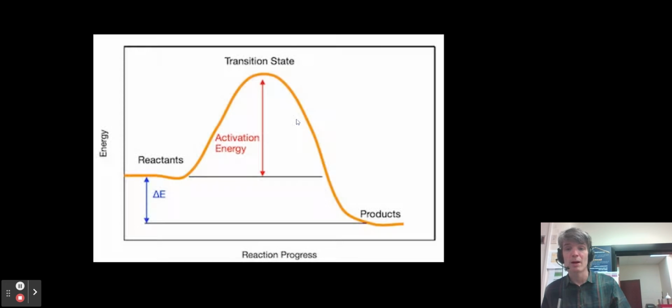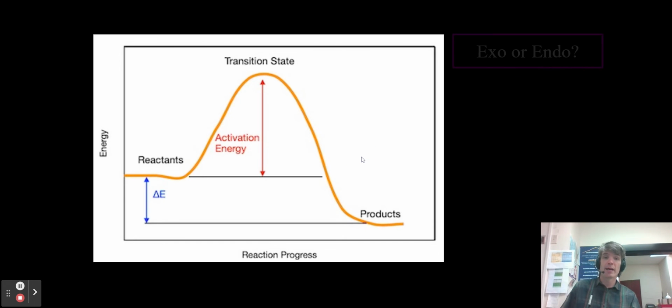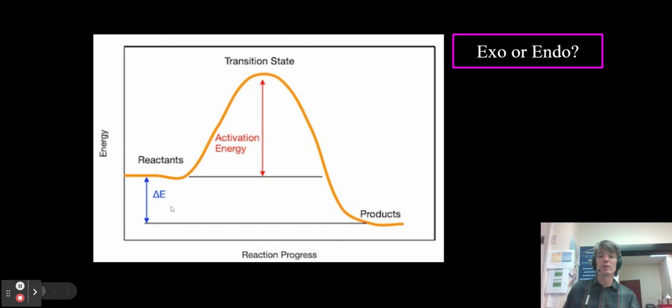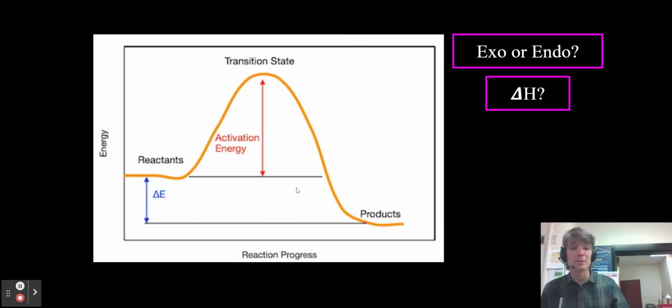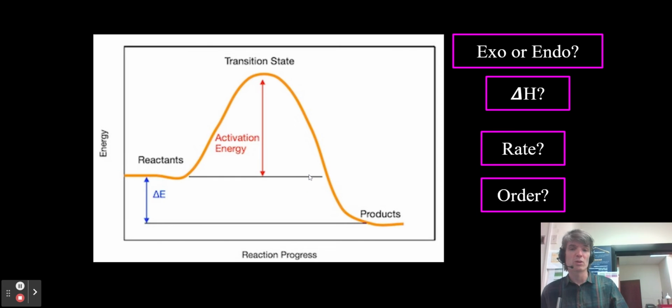All right, let's go over some problems. Here we've got a reaction profile, and is it exo or endothermic? Well, you'd look at this value here, you compare the reactants to the products. It's definitely exothermic because the reactants are giving off energy to the surroundings. Its delta H, its enthalpy change, would be negative, all right, because it's an exothermic reaction. What's its rate? What's the order? Based upon this, you cannot tell. You're not going to be able to tell this. You'd have to look at experimental data.